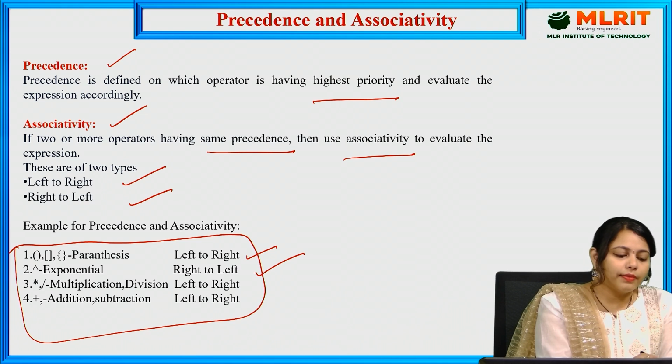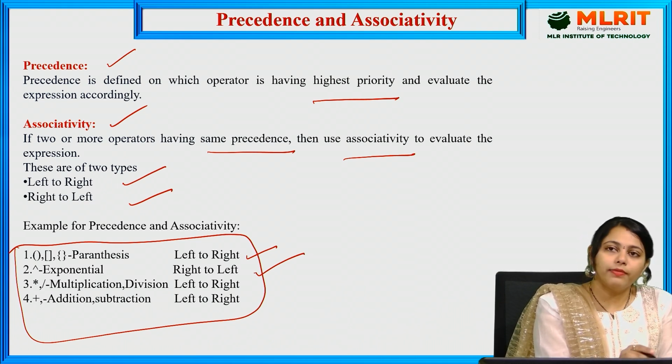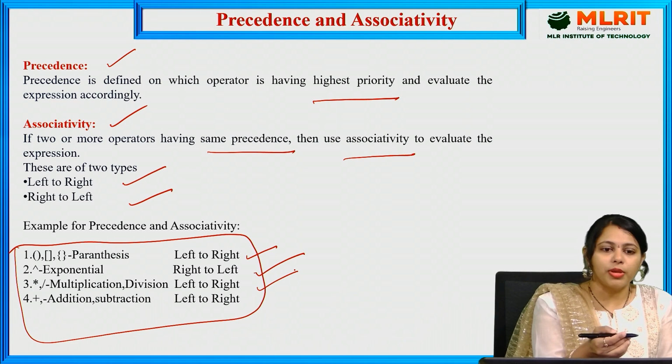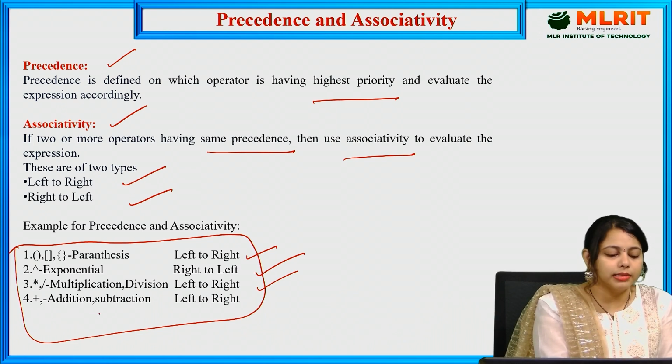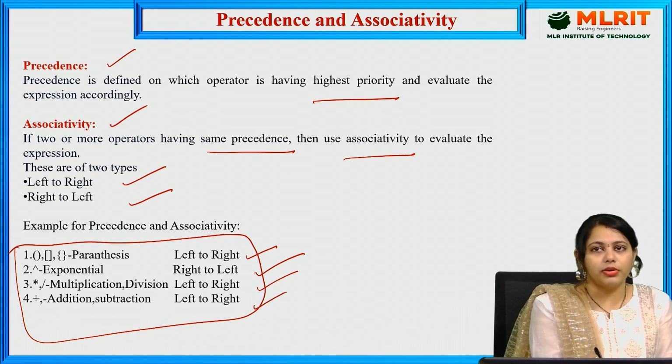After that, we have given the priority to division and multiplication, star and division. So these are the precedence we are going to follow, and left to right associativity we are going to follow. The next priority is given to plus and minus, addition and subtraction. For this, we are going to follow the left to right associativity rule.